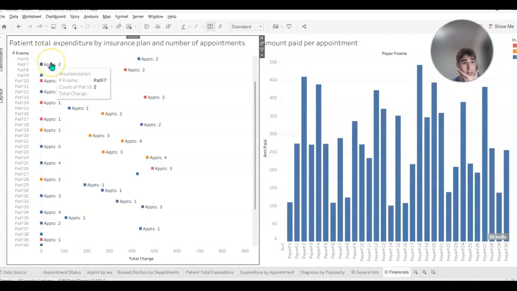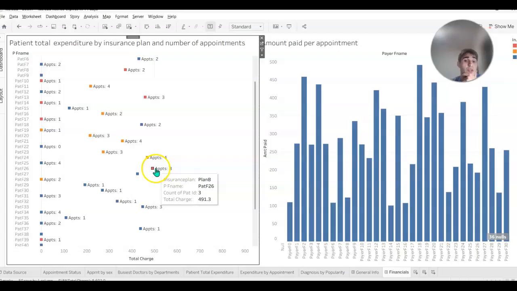But what about the appointments that have no insurance? How are they at zero total charge? Now, this can be different reasons. Maybe they haven't happened yet, maybe they were canceled, maybe they were a no-show. So that's also something that you can look at deeper to see the reason of these appointments.